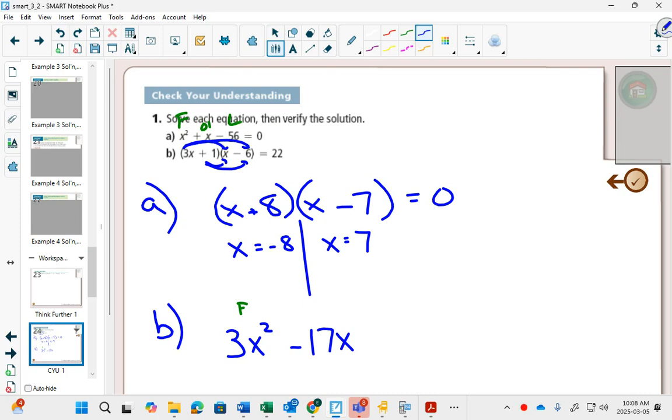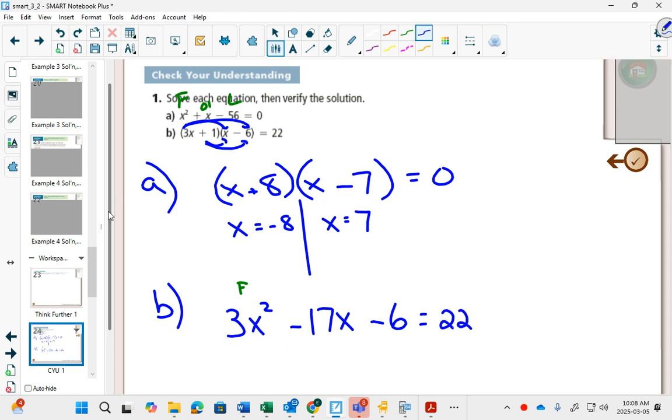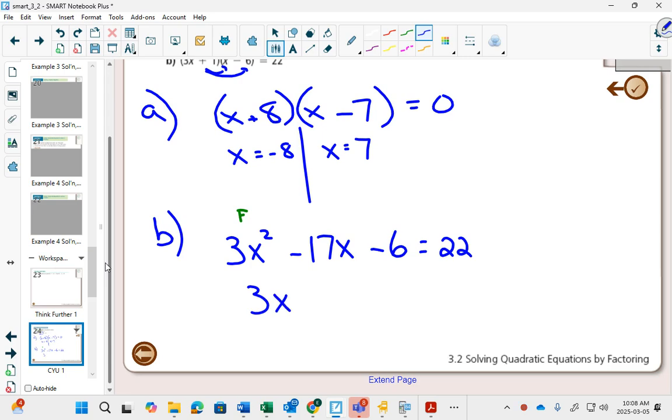I said my outside was going to be minus 18, my inside plus 1, minus 18 plus 1 will be minus 17, and then my last one, minus 6. This is equal to 22. So if I want one side equal to 0, I have to move this.